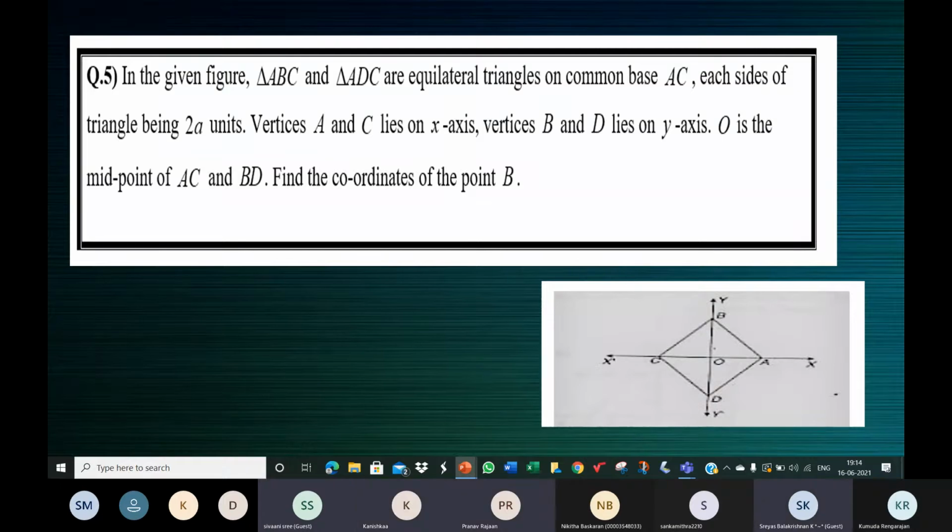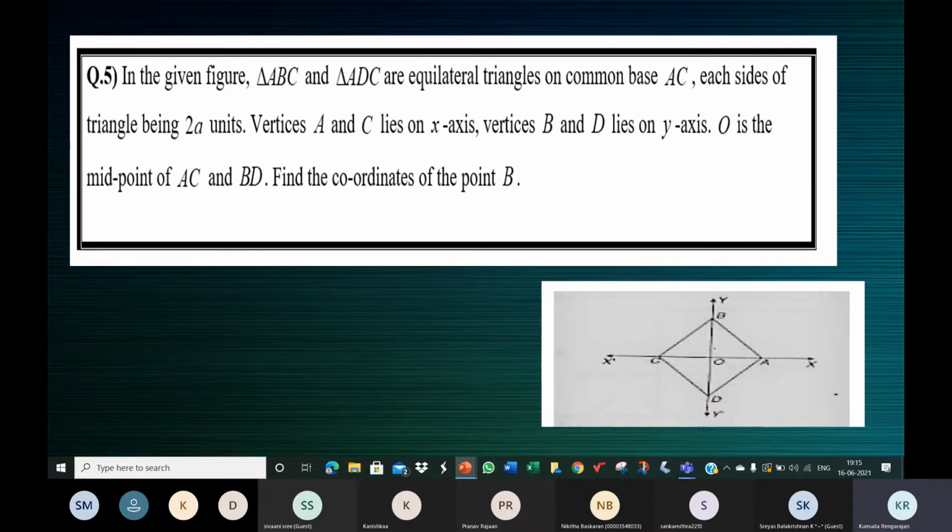Ma'am, 2A units. Okay. So how many right triangles can we see in this figure? 4, ma'am. Right triangles. Pick any one of the 4, children. Supposing BOC is, we have 4 right triangles. We'll just take any one of the 4. So triangle BOC. In triangle BOC, you know the lengths of how many sides?